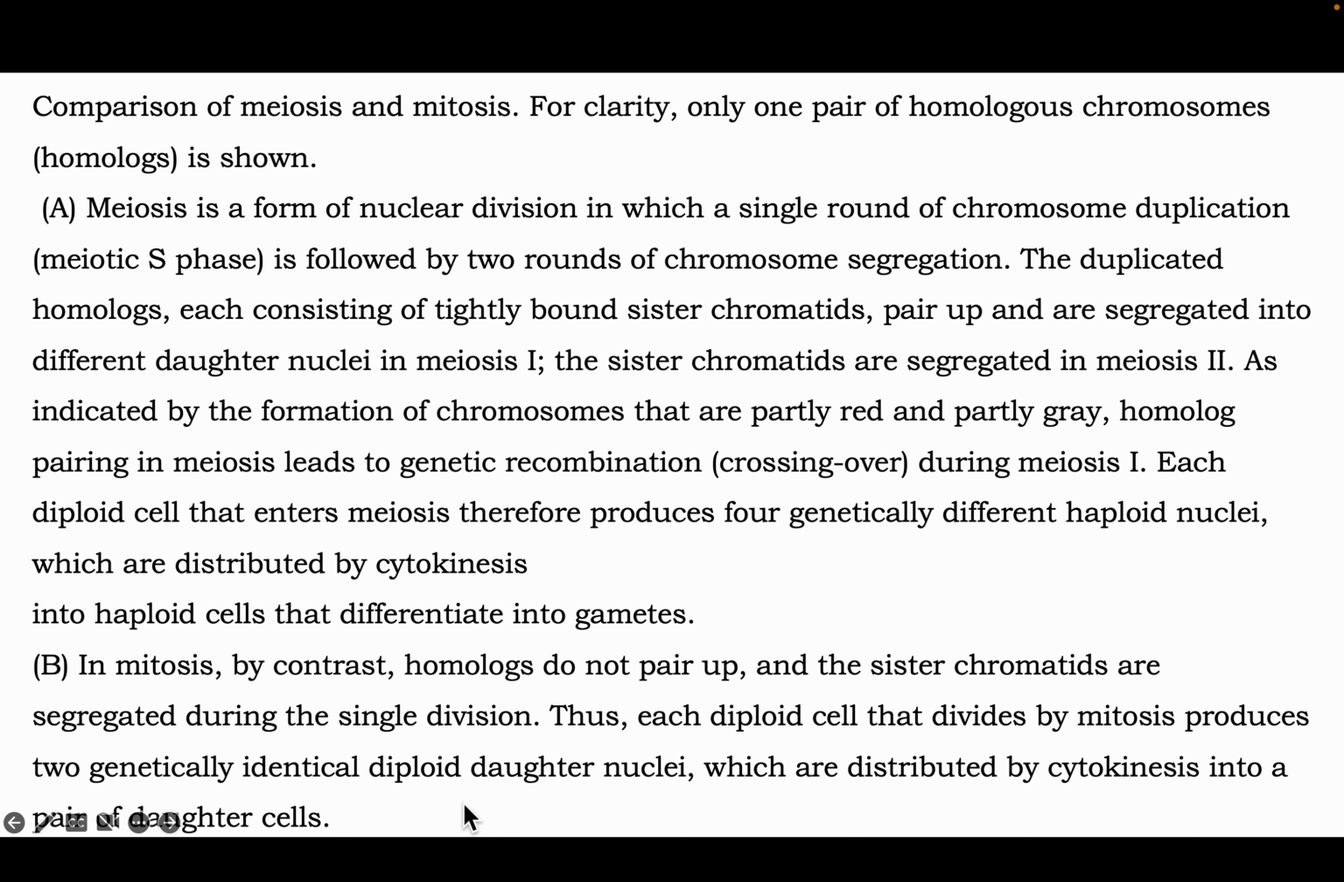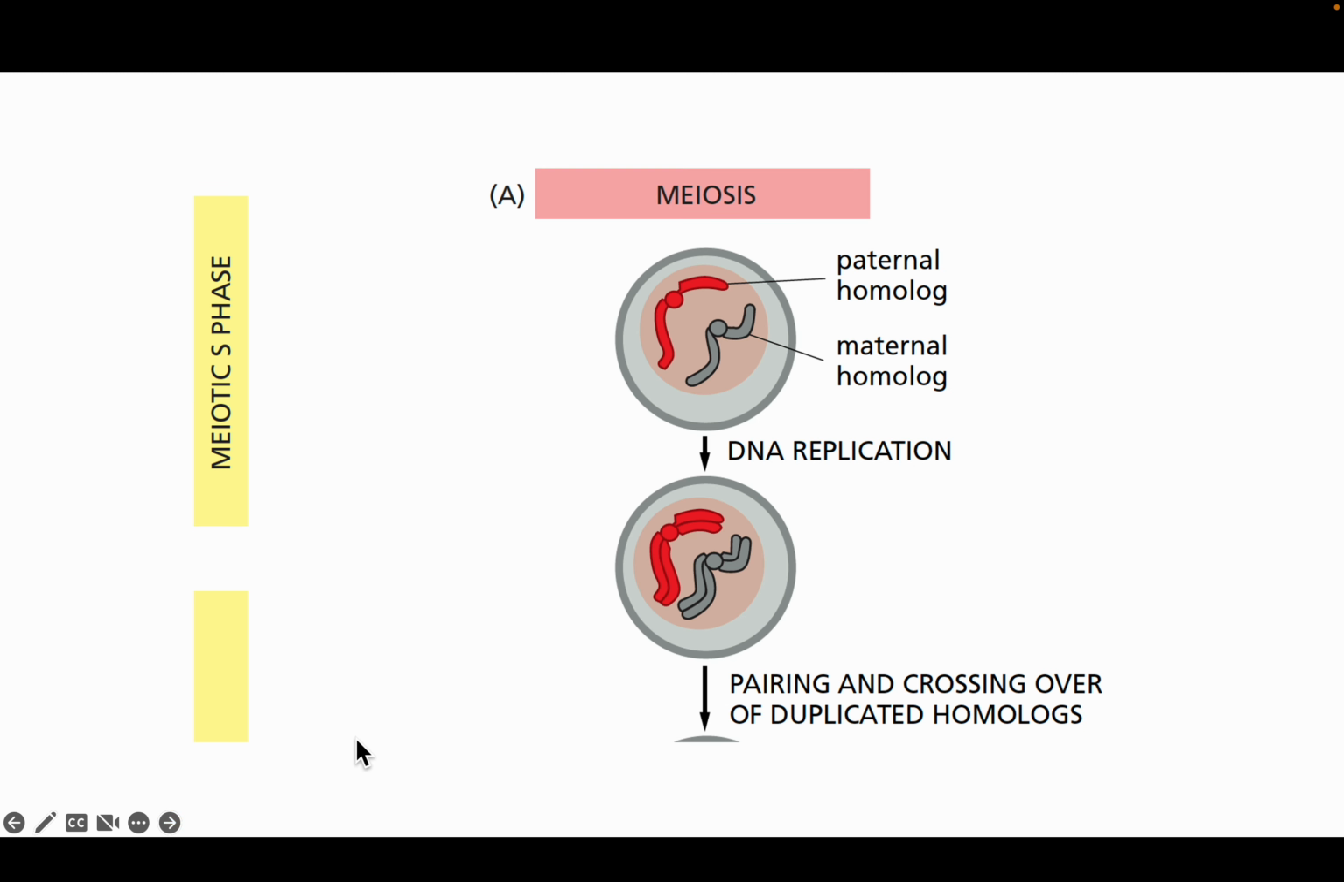So in mitosis, the difference is that there is no crossing over, no genetic recombination, and no homologous pairing. What will happen? Each diploid cell will divide and make two other diploid cells, and most importantly, these will be genetically identical because there is no crossing over happening.